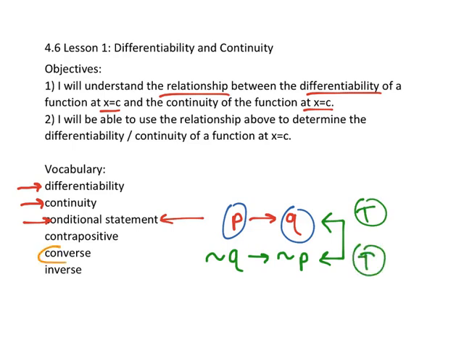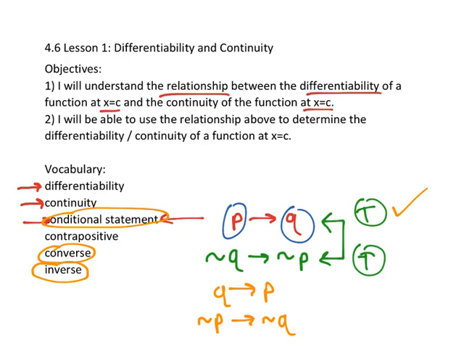However, the same cannot be said for a conditional statement and its converse. If you have P implies Q, Q implies P is called the converse. The conditional statement could be true, and the converse could be true or false. They're not equivalent, they're different statements. And the inverse of a conditional statement is not P implies not Q. And the original conditional statement could be true, and the inverse could be true or false. They're not equivalent.